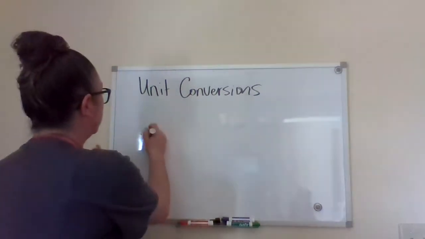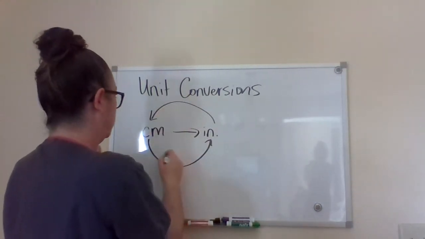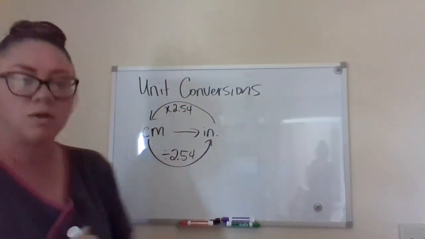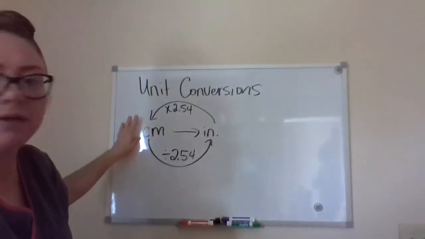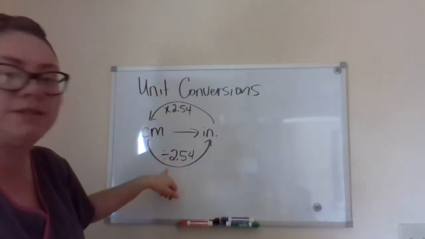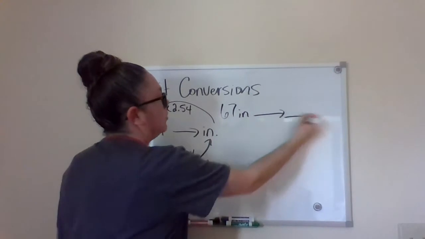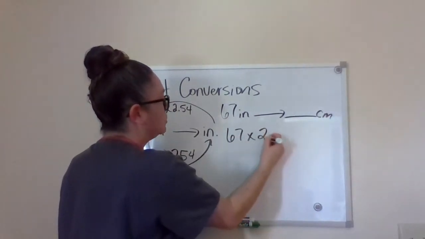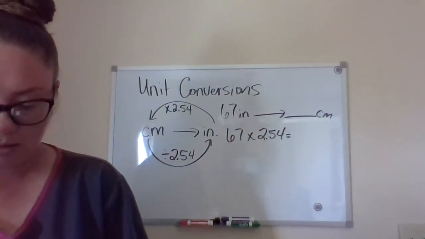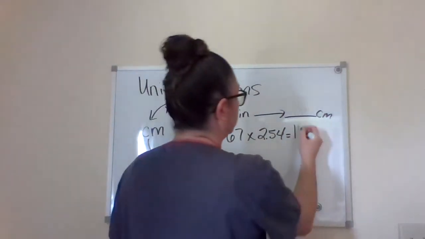The next unit conversion we're going to cover is converting centimeters into inches. It looks something like this. Whether our number is given in centimeters or in inches, we're going to either multiply by 2.54 or divide by 2.54. If we start with 67 inches and want to convert that to centimeters, we're going to multiply 67 times 2.54, and our answer is 170.2. You want to round to the nearest tenth.